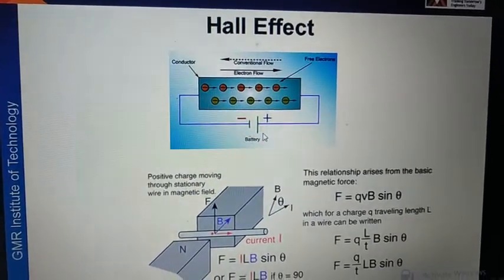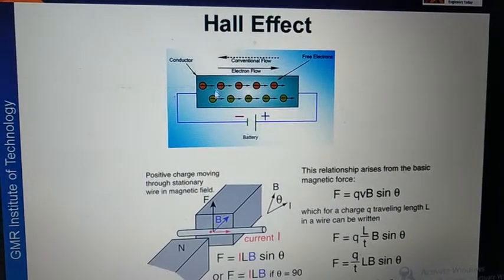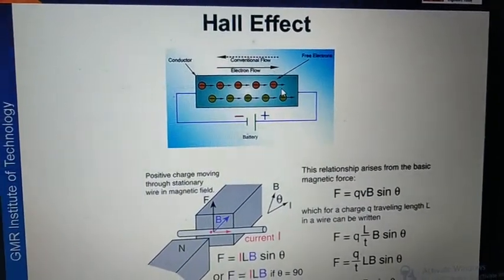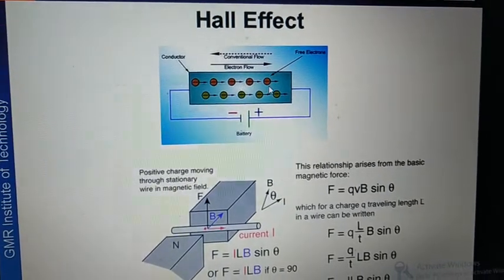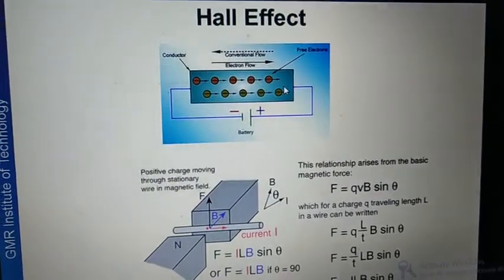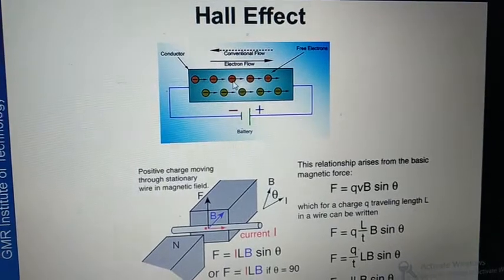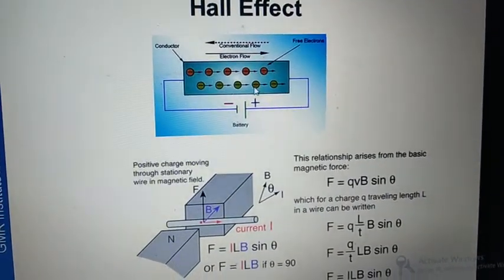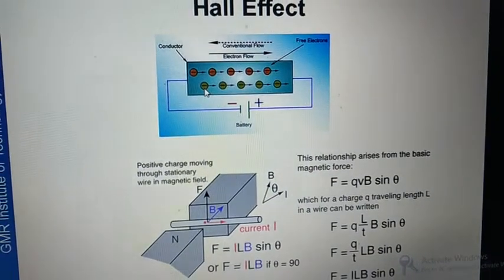This is the direction of the electric field, and we know that electrons will move in the opposite direction of the electric field, so the electrons are moving. Suppose in place of conductor I put a semiconductor here, so the electrons will move in this direction and the holes will move in the direction of the electric field.